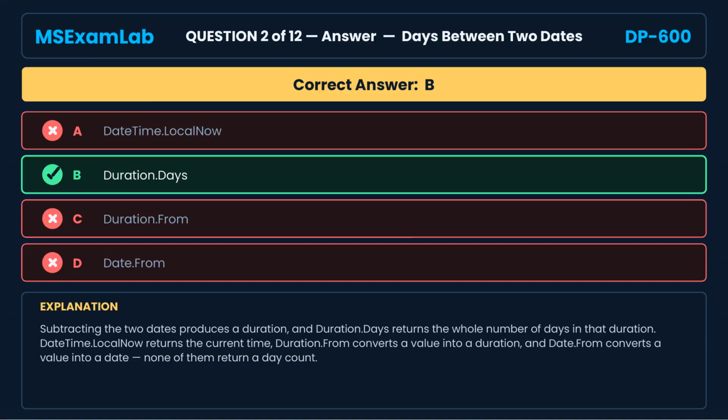The correct answer is B. Subtracting the two dates produces a duration, and Duration.Days returns the whole number of days in that duration. DateTime.LocalNow returns the current time, Duration.From converts a value into a duration, and Date.From converts a value into a date. None of them return a day count.